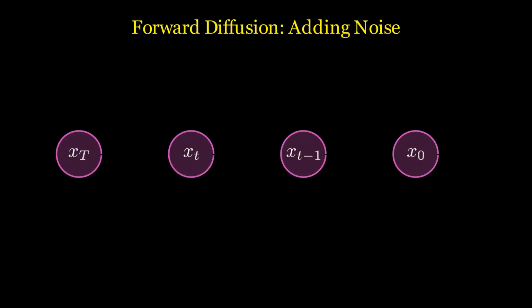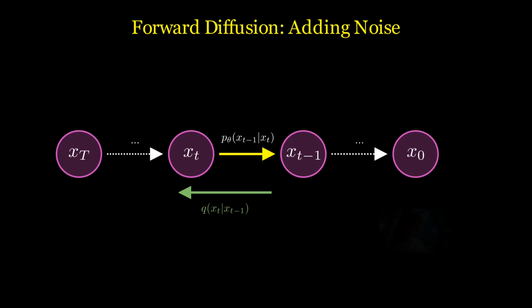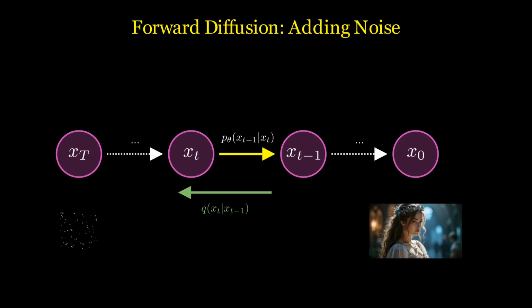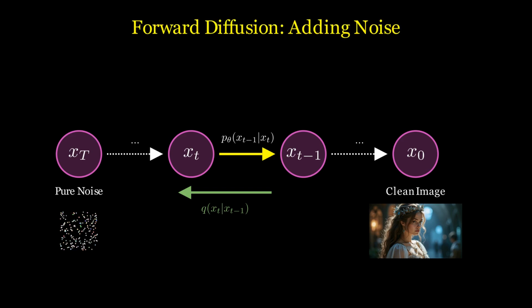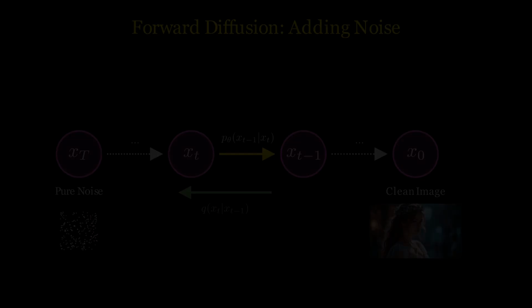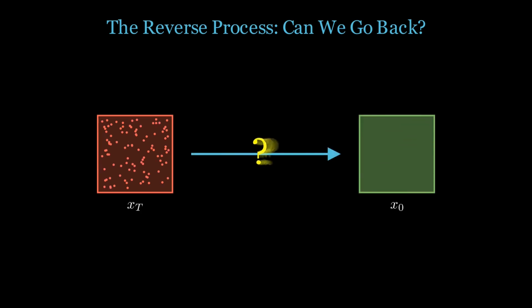Let's quickly recap forward diffusion. We start with a clean image x0 and progressively add noise through steps x1, x2 all the way till xt. Each step depends on the noise level beta t and the previous image xt minus 1. After t steps, we end up with pure Gaussian noise. Simple enough. But here's the real question. Can we reverse this? Can we start with random noise and turn it into a real image?